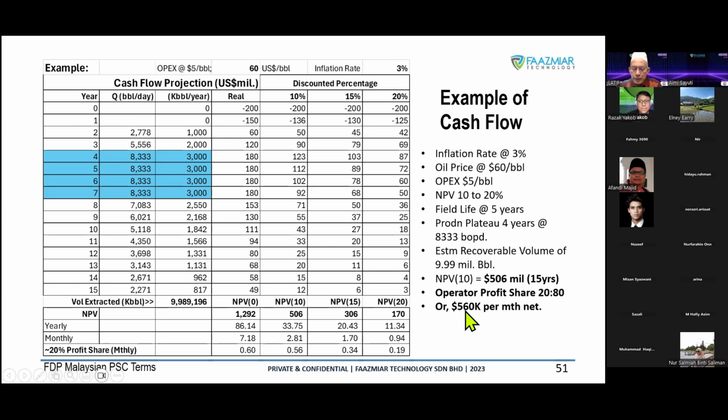So for example, this is NPV10. This number here, you can see that the total is about 560 million for 15 years. So if you have the share of 20 percent, then we're talking about $560,000 per month as our income. So is it okay or not? It's based on our company, our shareholders to agree on the potential income for the project.